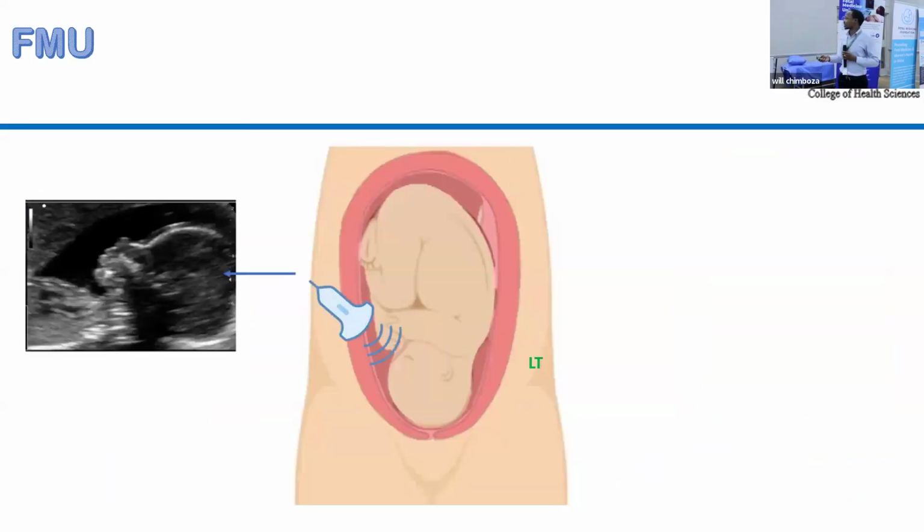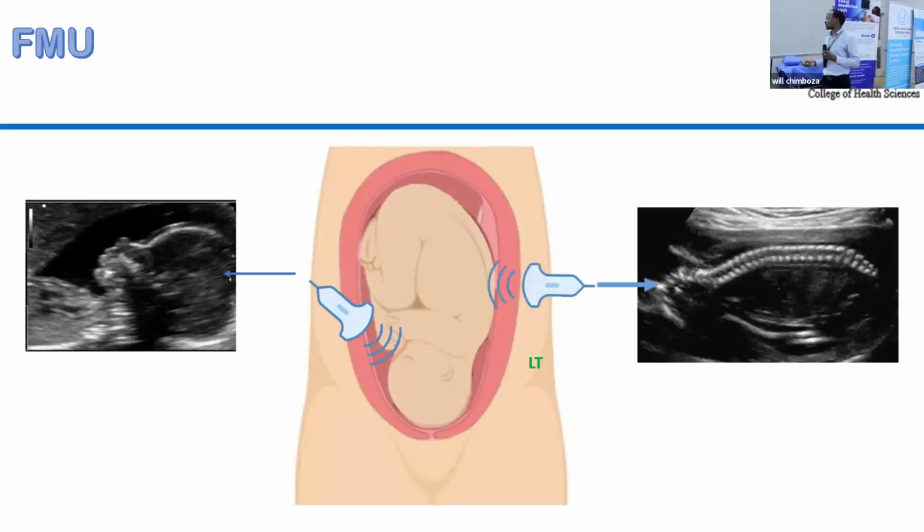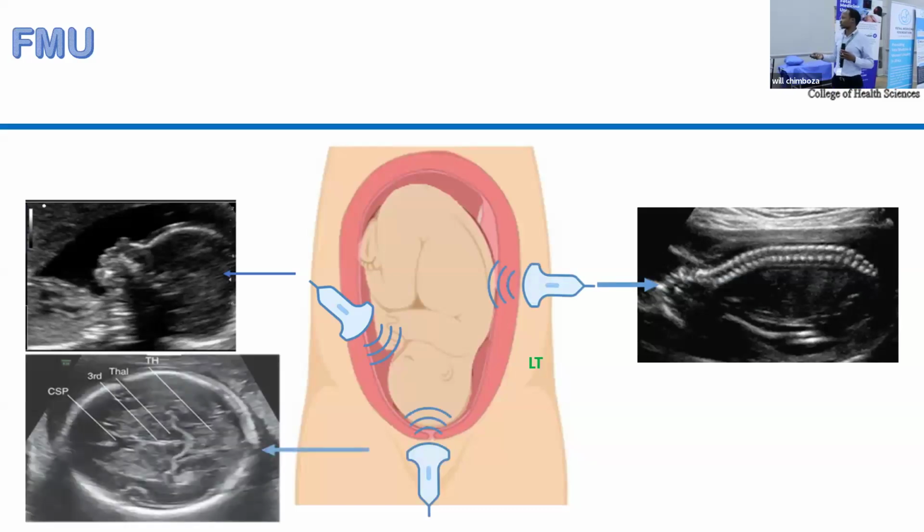For example, in this image, we know that if the child is lying within the mother's tummy in cephalic presentation and facing to the right, you are most likely to get the fetal face if you put your probe on the mother's right side. Then if you put your probe on the left side, you are most likely to get an image of the fetal spine. Then obviously you are going to get an axial image of the head on the distal part of the mother's tummy.